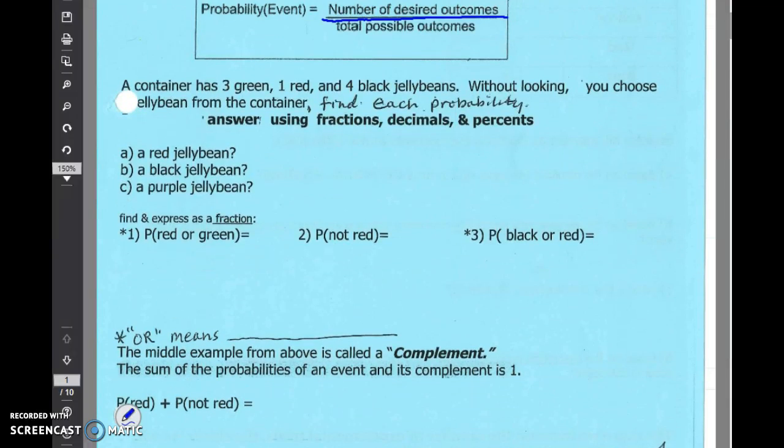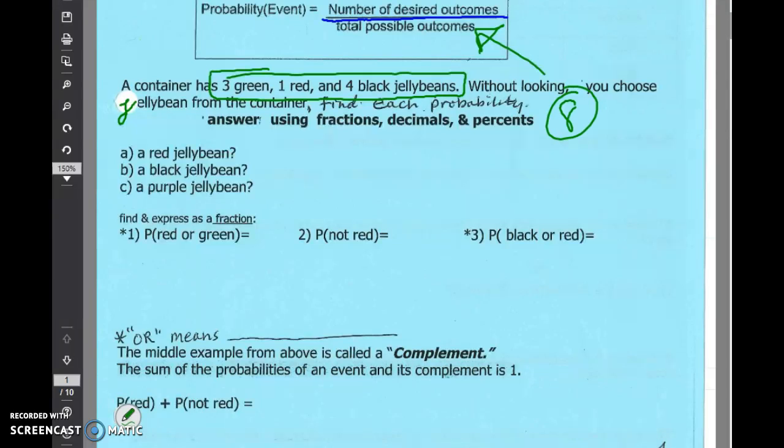So let's take a look at a few examples where we are going to be looking in a container that has 3 green, 1 red, and 4 black jelly beans. Without looking, we're going to choose a jelly bean from the container, and we're going to find each probability. Let's express our answers using fractions, decimals, and percentages. The first thing that we need to do is find the total number of outcomes in our jar of jelly beans, which is 8. 3 plus 1 plus 4 is our 8.